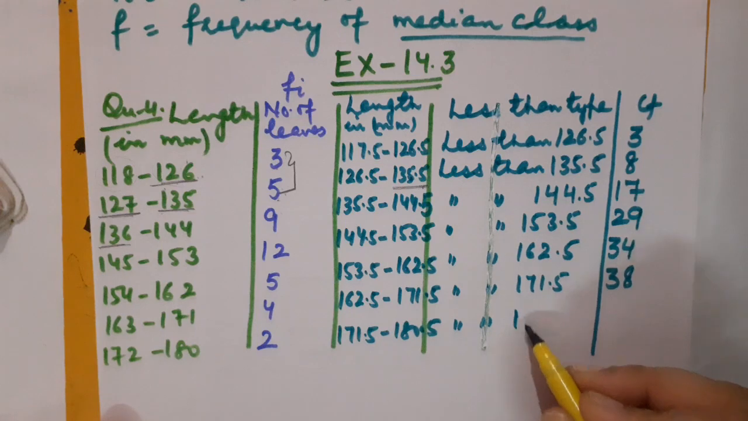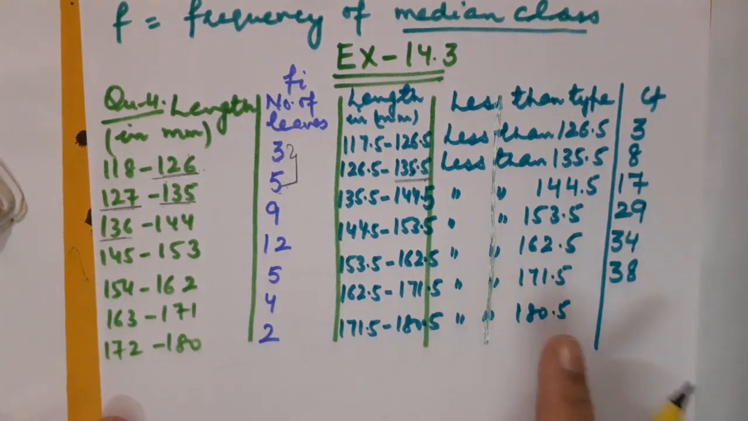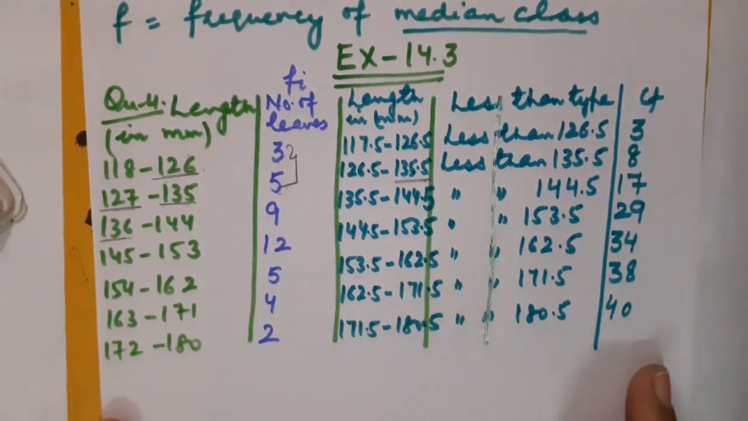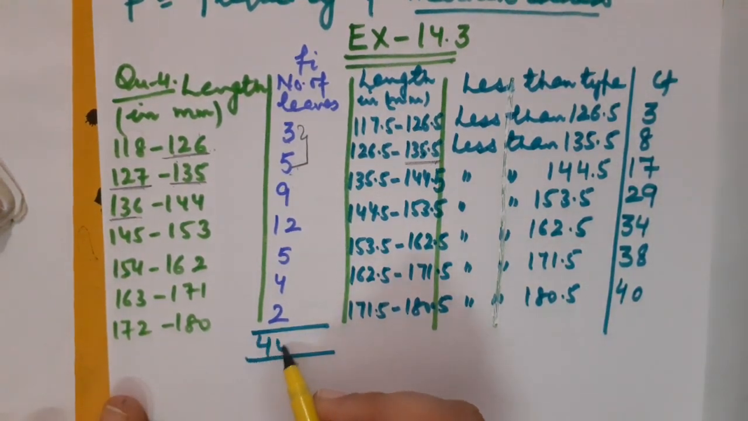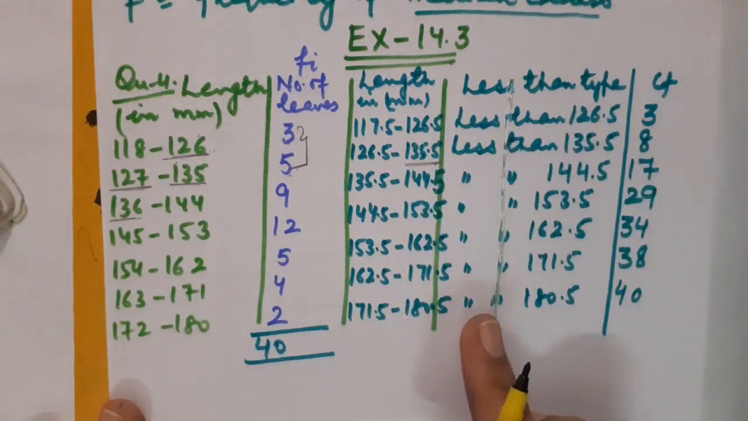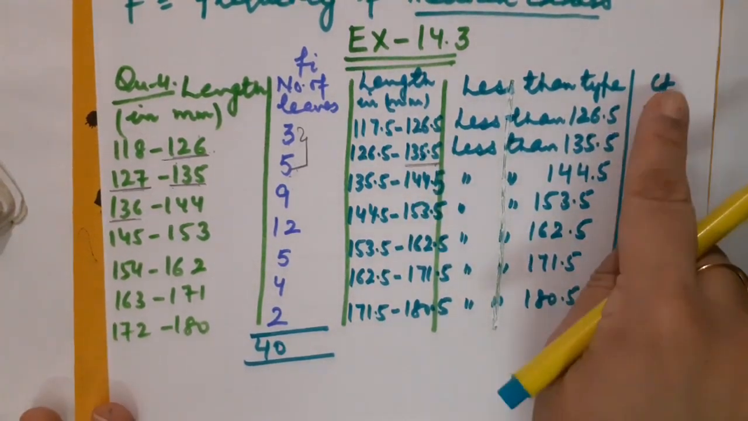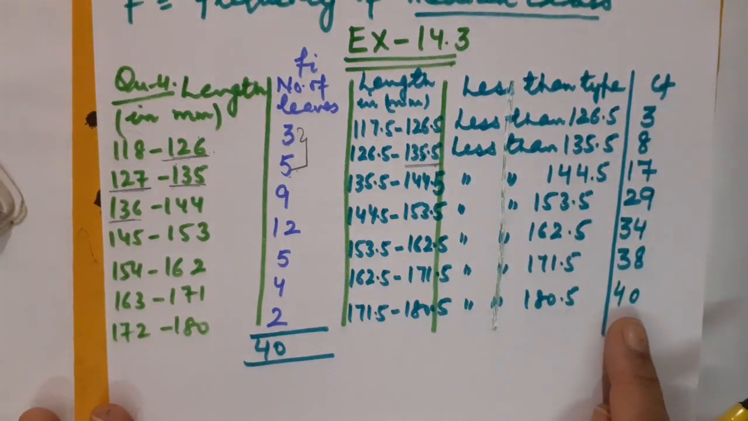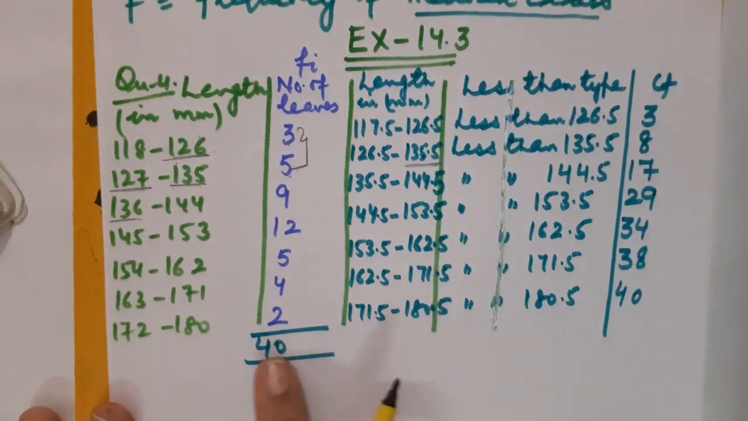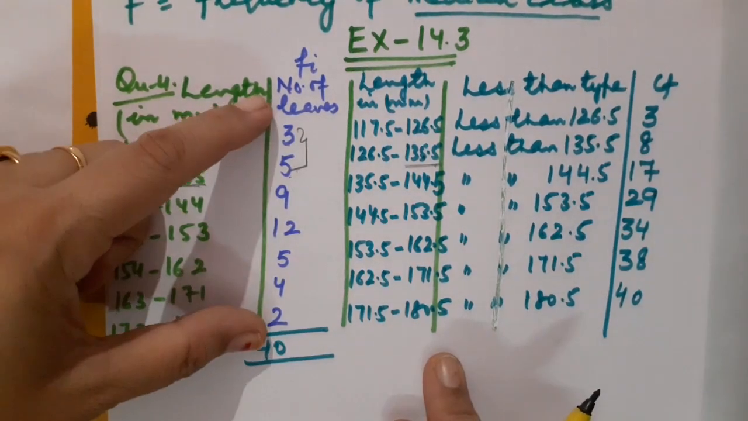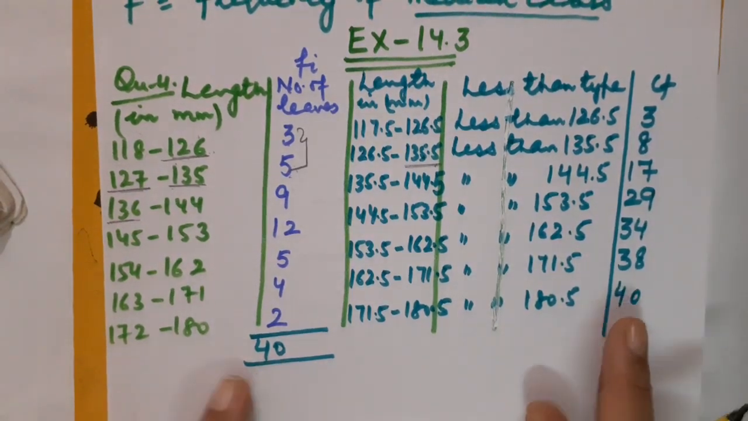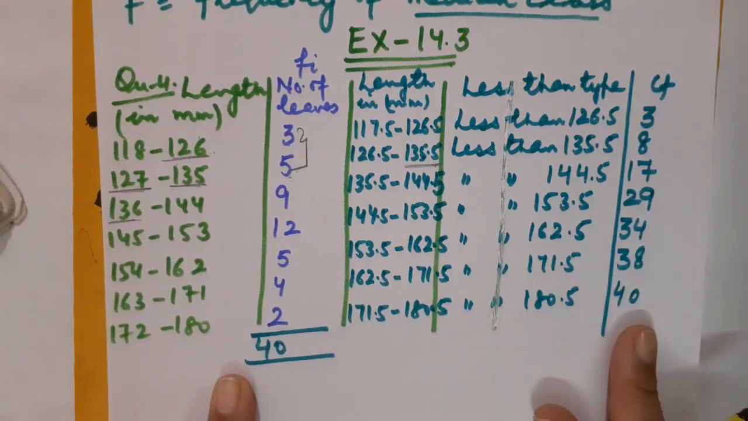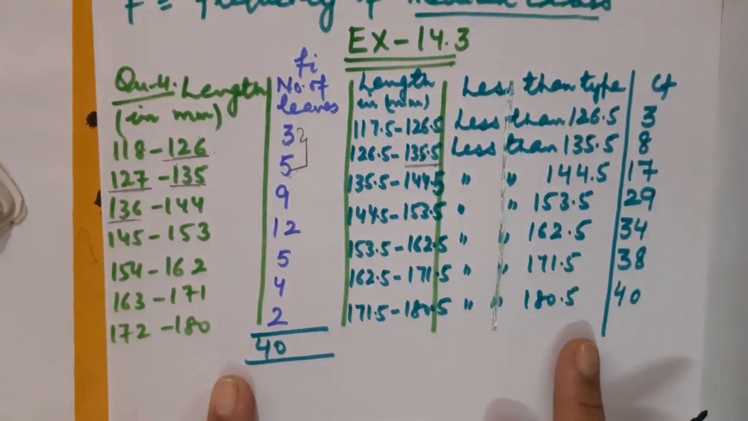Now last is less than 180.5. Correct. So it would be the summation of all, means 38 plus 2, it would become 40. And we know that there were total 40 leaves. Always make sure whether you have calculated appropriately this frequency distribution table or not. You have to just check whether the last cumulative frequency is equal to the summation of all the frequencies or not. If the sum of all these frequencies is 40 and the last cumulative frequency is also 40, so it means the data is going to be matched. Means our frequency distribution table is appropriate.